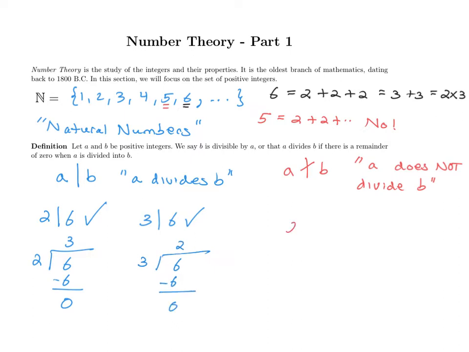But 2 does not divide 5, for example. If you take 2 and divide it into 5, well, the closest you can get is 4, and this leaves you with a remainder of 1. So here the remainders were 0, so we could say 2 and 3 both divide 6. Over here, the remainder was not 0, so 2 does not divide 5. So in the rest of this lesson, we will look at rules that tell us when one number divides into another or not.